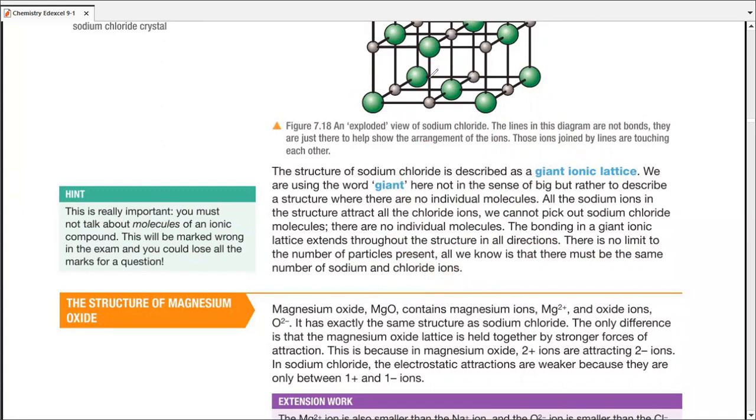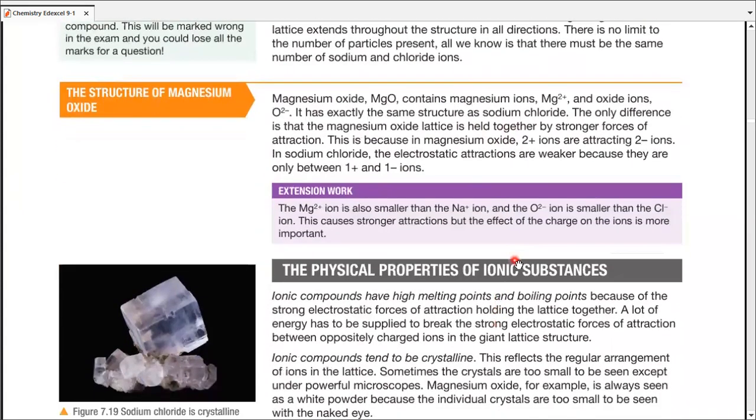When you study covalent compounds, you will understand why we use the word giant with it. Now we're going to explain one more structure. That is the structure of magnesium oxide. In the case of magnesium oxide, MgO, it contains Mg2+ ions and oxide O2- ions. It has exactly the same structure as sodium chloride. The only difference is that the magnesium oxide lattice is held by stronger forces of attraction.